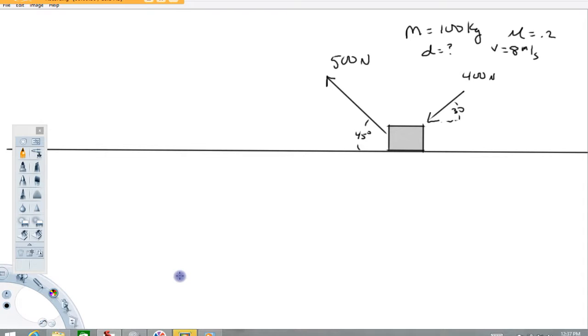So the purpose of this video is to demonstrate how to apply the theorem of work and energy when you have multiple forces involved. What we're looking at here is this 100 kilogram mass that's being acted on by the following external forces. We've got this 400 Newton force acting kind of down and left, and this 500 Newton force acting kind of up and left, at angles of 45 and 35 degrees as shown. Assuming this starts from rest, we're going to try to calculate the distance this box moves before its speed hits 8 meters per second. All right, so let's do that.